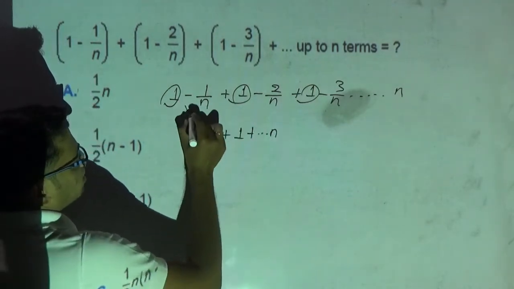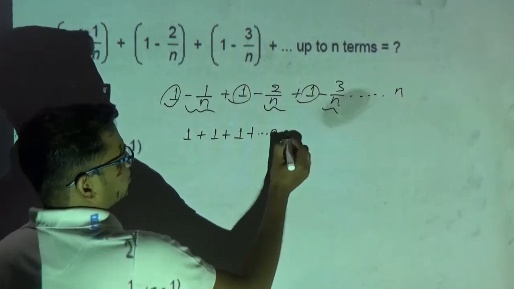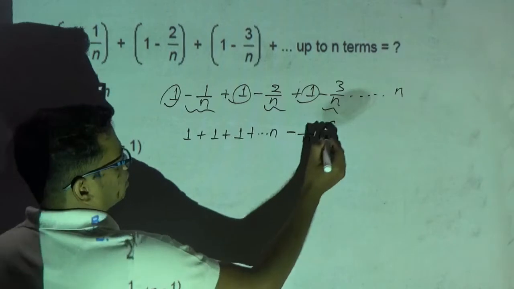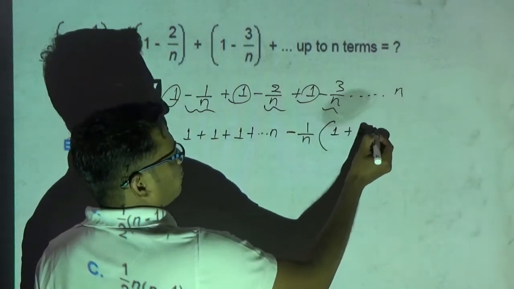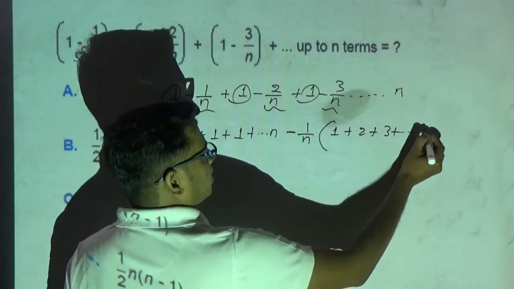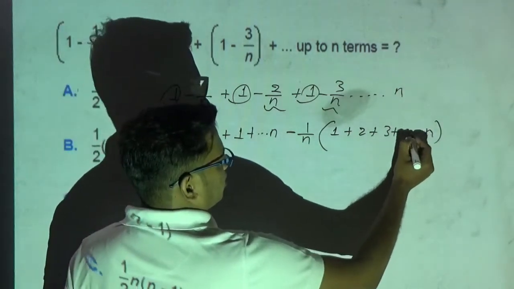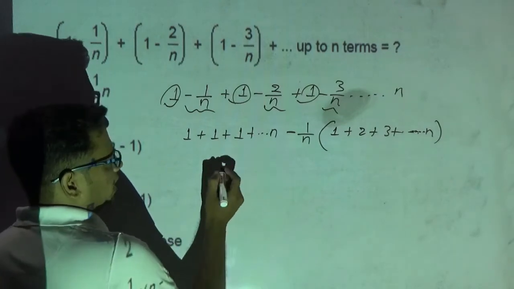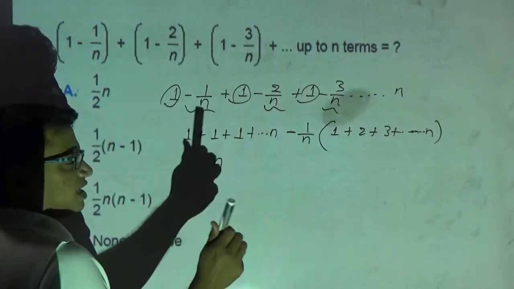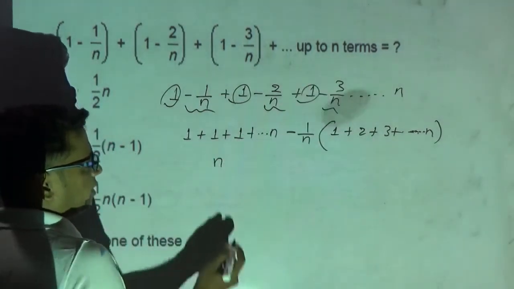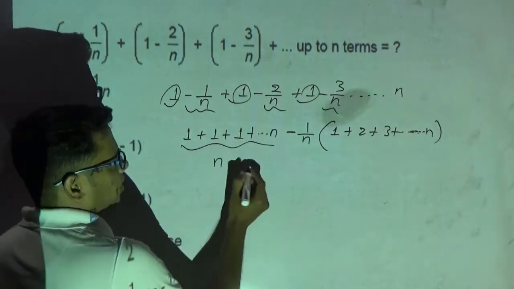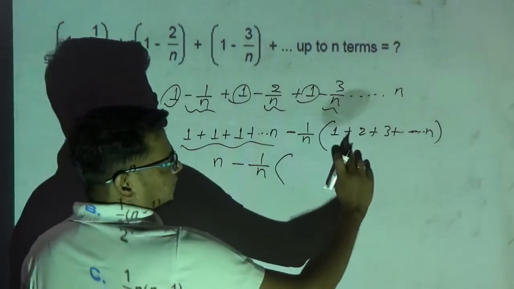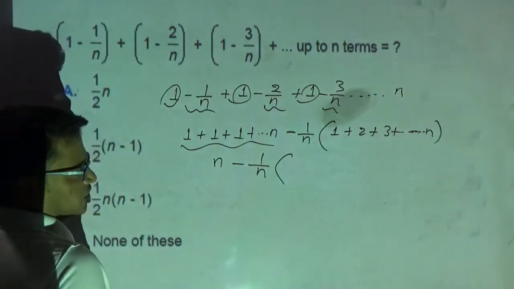In the remaining part, I will take minus common. Minus 1 by n is common everywhere, into 1 plus 2 plus 3 up to n. Now 1 plus 1 plus 1 up to n terms is n only. Now minus 1 by n into the sum of first n natural numbers.